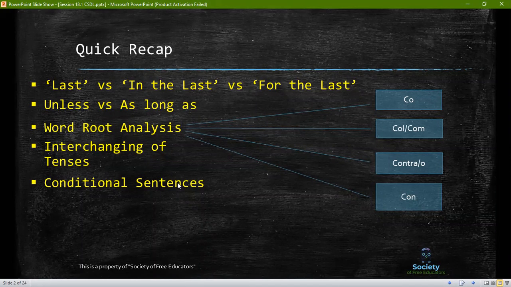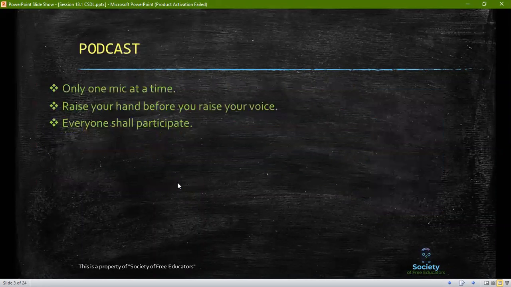So coming to the session today, which is the podcast session, there are three rules you have to follow. The first one is only one mic at a time. The second one is raise your hand before you raise your voice. So all of you who want to participate must raise your hand before turning on your mic and saying something. And the third one is everyone shall participate.